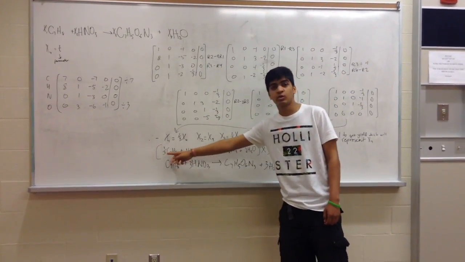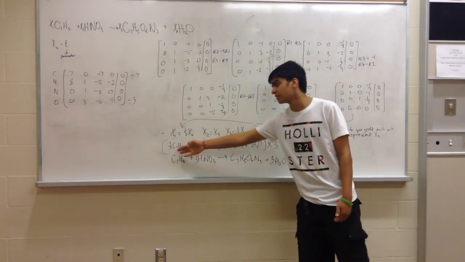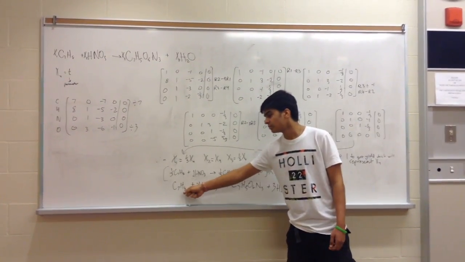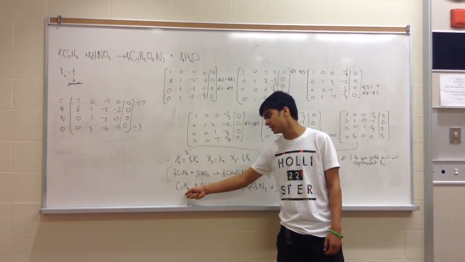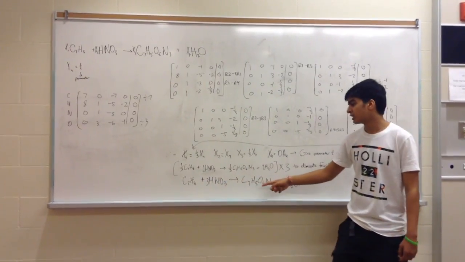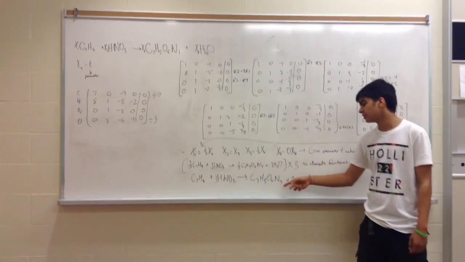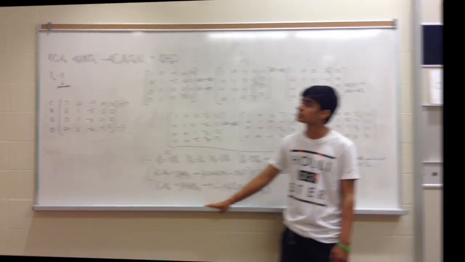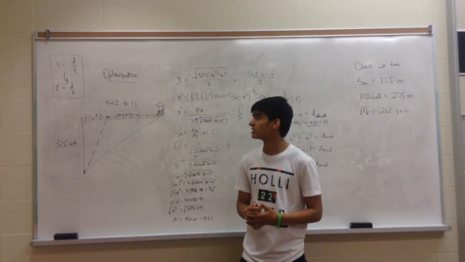But then if you notice, the coefficients do have fractions, and so we can just multiply it by 3 to get rid of the denominators and get whole numbers. And so doing that, you got 1 C7H8 plus 3 HNO3 becomes the C7H5O6N3 plus 3 H2O, and that is the solved matrix. Here's the second question of the performance test interview.